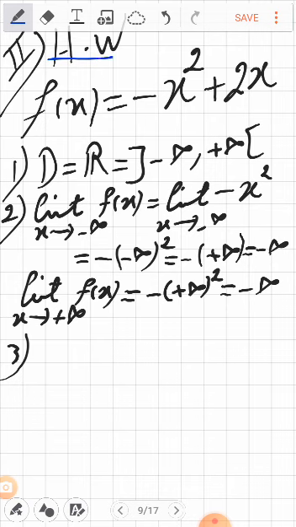Our homework: this function f of x equal minus x squared plus 2x. This function has a curve c. What is its domain of definition? It is a polynomial function, so the domain of definition is minus infinity to plus infinity.